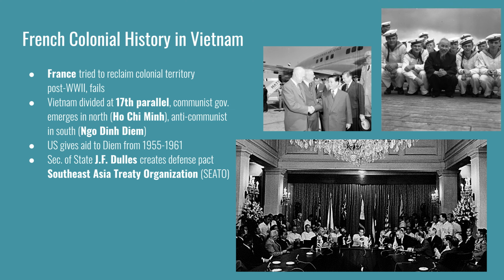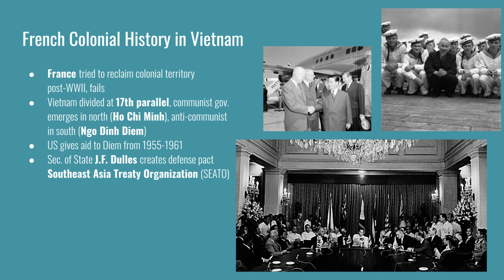He was a staunch Roman Catholic and was particularly unpopular with the Buddhists for discriminatory policies that favored Catholics in Vietnam, a country that was 70 to 90% Buddhist. Pictures of both leaders are shown on the slide, Diem on the left meeting with Eisenhower and Secretary of State Dulles, while Ho Chi Minh is pictured with East German sailors.